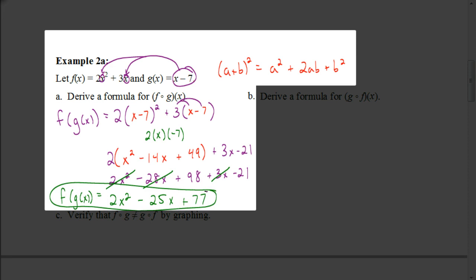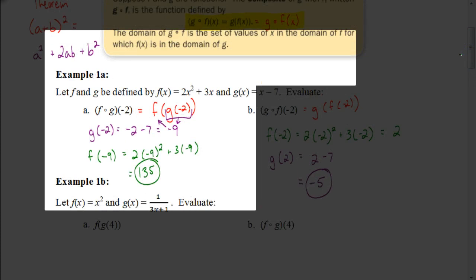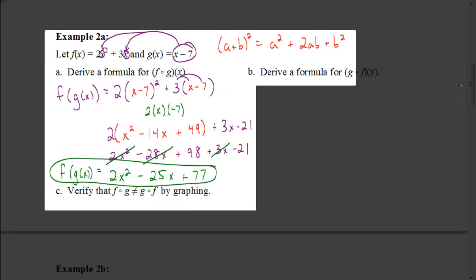Now, what is the point of this? Well, let's go back to the previous example. Remember, to get my answer here, I had to put negative 2 inside of function g, get negative 9. Take negative 9, put that answer in for function f, and I get 135. Well, now, if I were to take and put negative 2 inside of this equation, I would get directly to my answer.